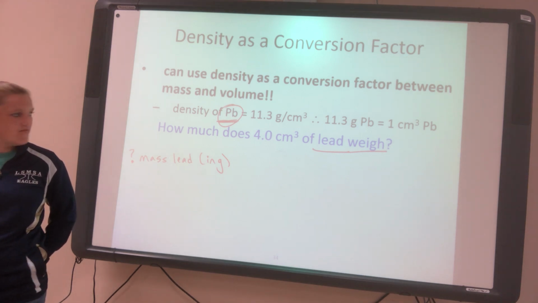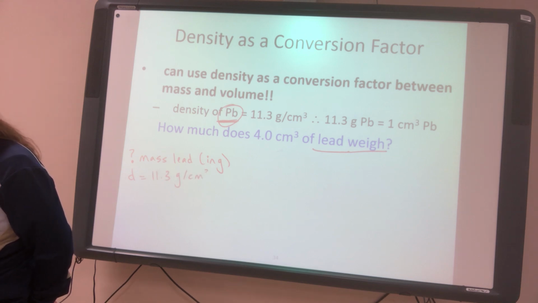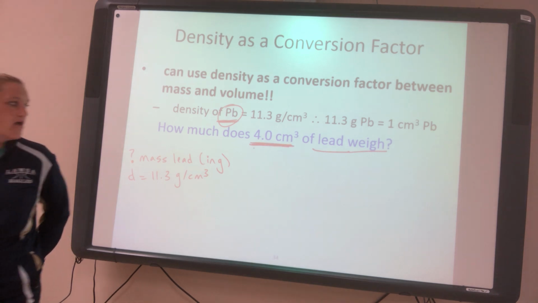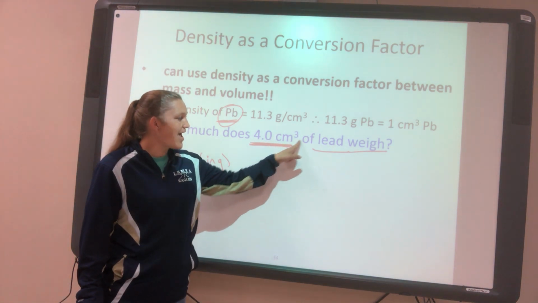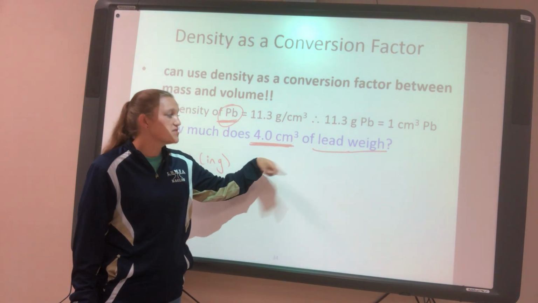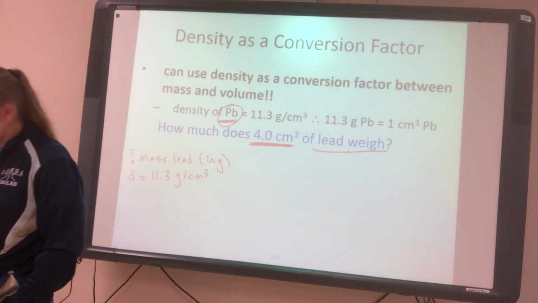Next, write what they gave me. They told me the density was 11.3 grams per centimeters cubed. And they told me this guy. They just said, how much does this much of lead weigh? So you don't know what type of unit this is. You have to look at this, centimeters cubed. It's not a temperature unit. It's not a mass unit. It's a volume unit. So you have to recognize this is the volume. So they gave me the volume.